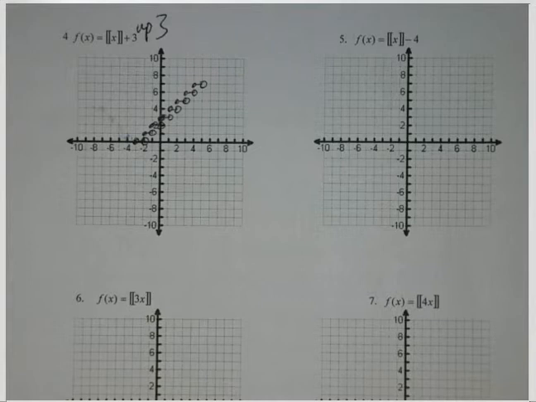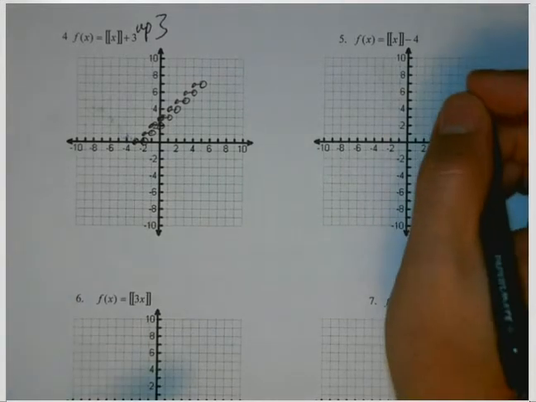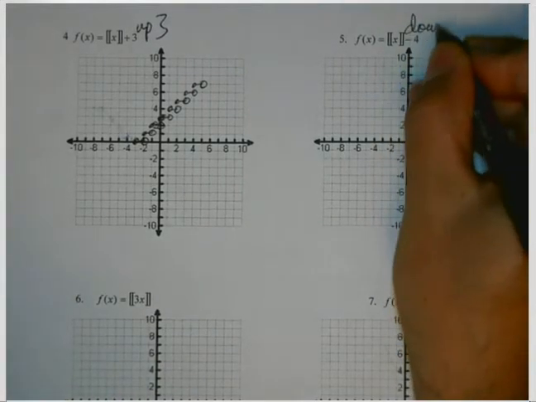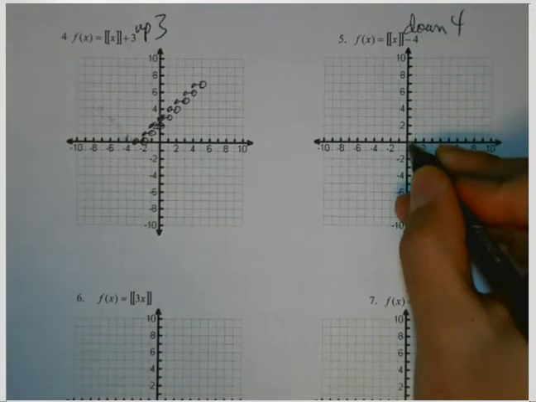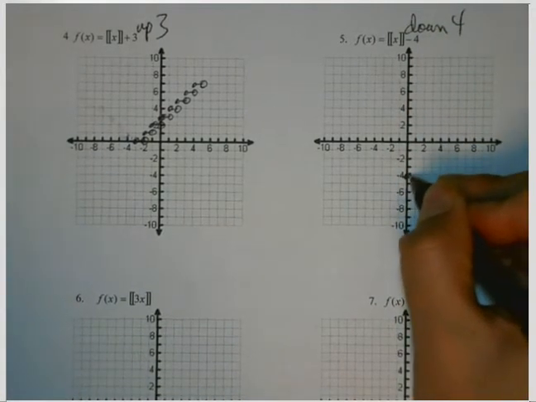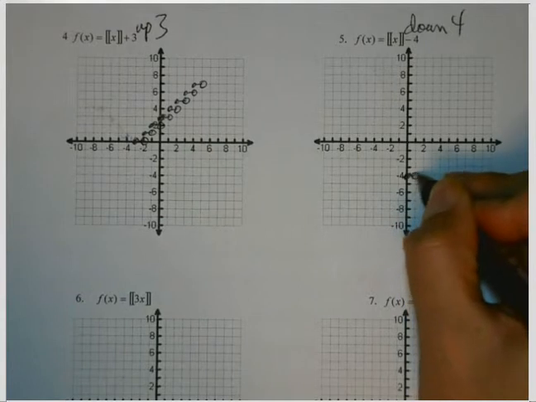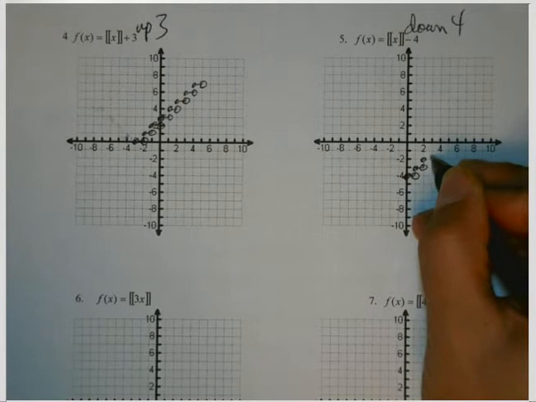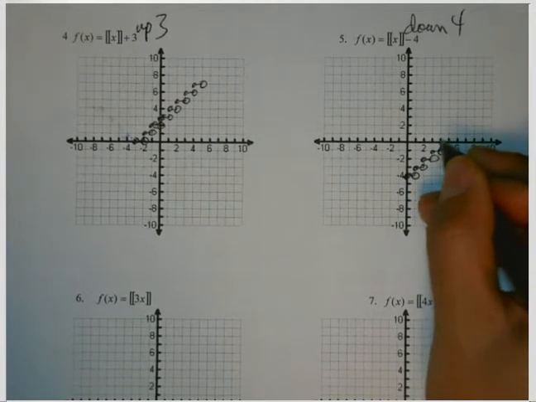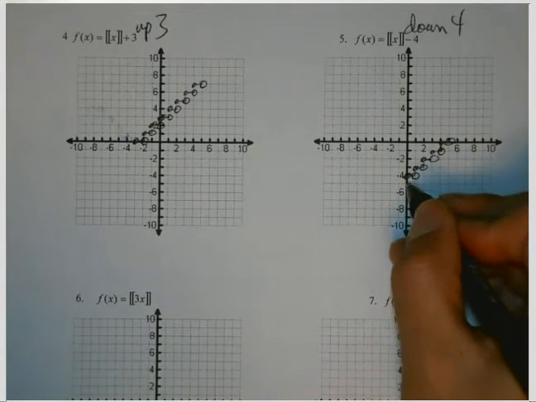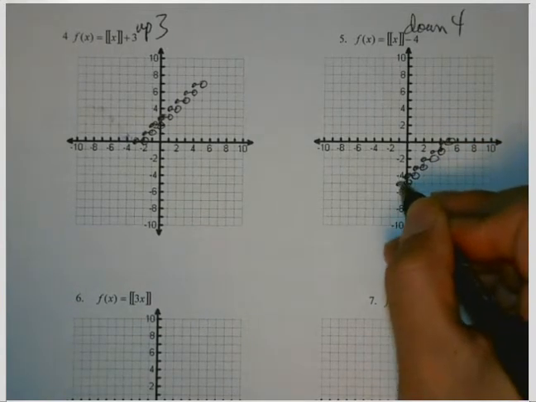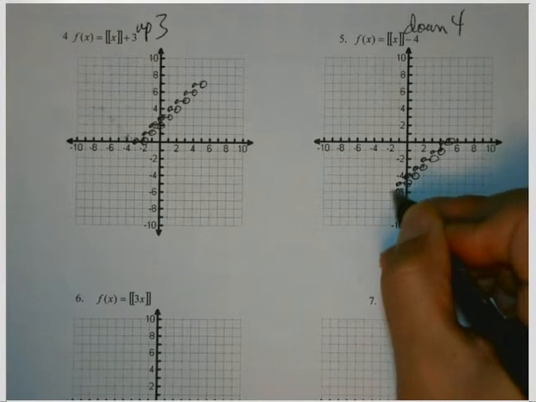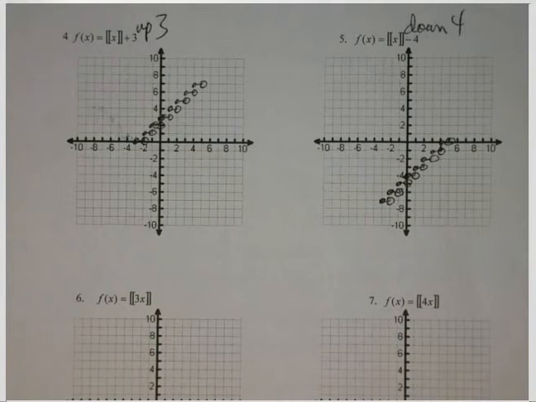Example 5, and you're like, ooh, I can actually start doing this without a calculator even. Absolutely. I'm going to go down 4. Okay, so start at 0, 0, down 4. I can either go right open, up closed, right open, up closed, right open, up closed, right open, up closed. Or go down open, left closed, down open, left closed, down open, left closed. And there are my steps.